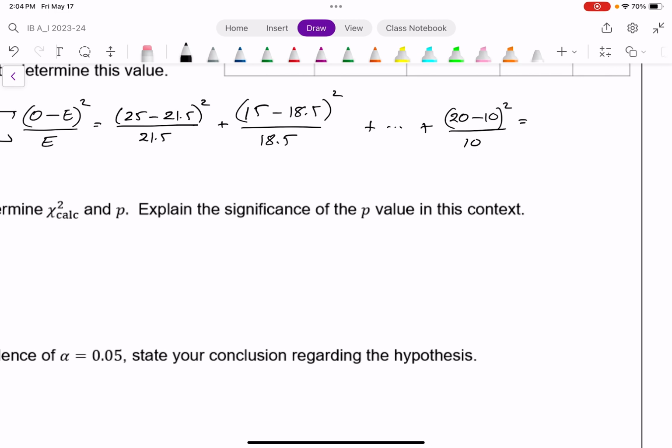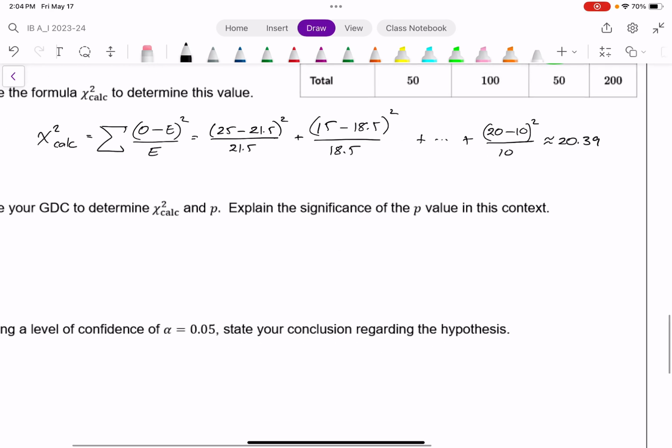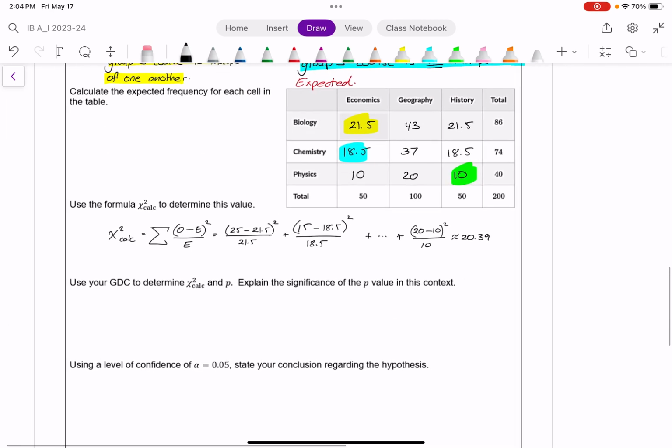And if I did that for all of them, we would get approximately 20.39, which is a measure of how far the observed results stray from the expected results. In its own, it doesn't really tell us too much, but that is the chi-squared value. So before I can do more with that, I also realize that what I just did is kind of time-consuming, and computers are good at doing things that are time-consuming. And so you should be able to use your GDC to calculate both the expected values and the chi-squared value.